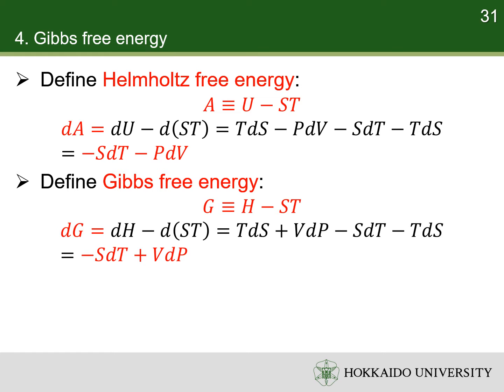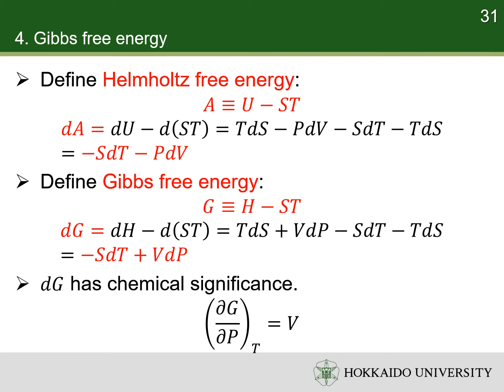The infinitesimal change of Gibbs free energy is calculated with the infinitesimal change of enthalpy and the product rule in calculus. The change of Gibbs free energy has special chemical significance. First, according to the infinitesimal form of Gibbs free energy, the partial derivative of Gibbs free energy with respect to pressure with temperature held constant is volume.